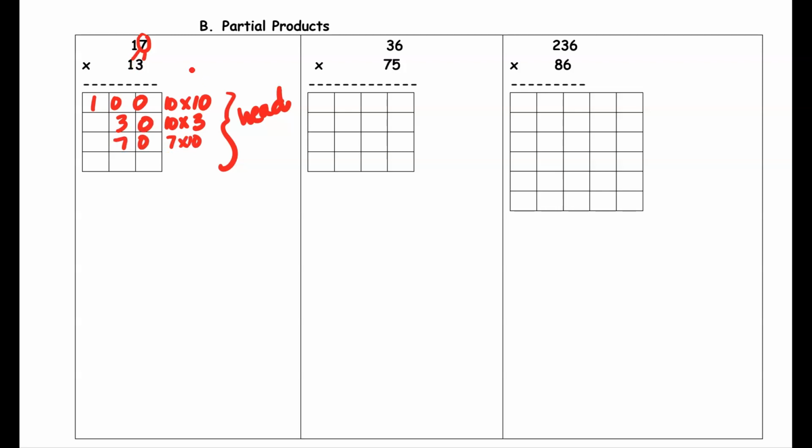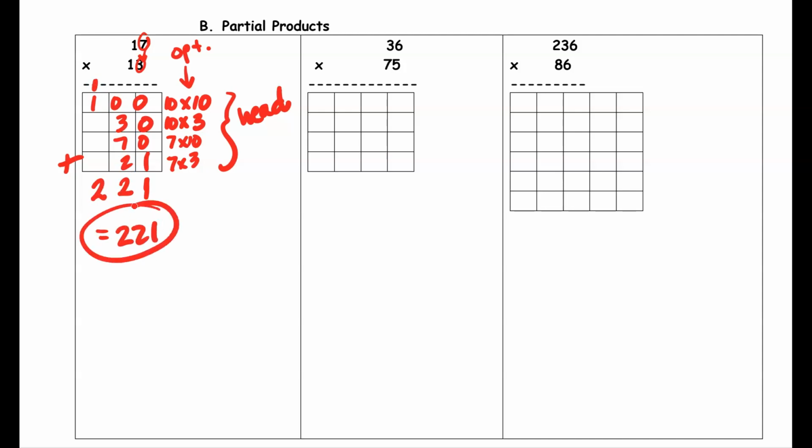And when you do the partial products, this is optional to write all this down. I'm writing it down so that you can see what I'm multiplying. And then we're going to do the 7 and the 3 together. So 7 times 3 is 21. Now what we're going to do is add those all up. So you add up this column, you get a 1, you get 7 and 3 is 10, plus 2 is 12, carry the 1, and you get the 221. So that's the right answer.